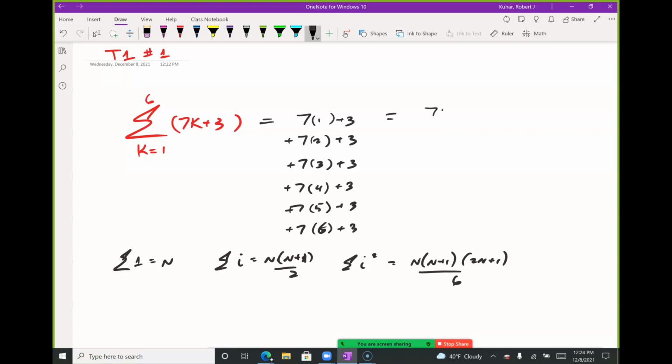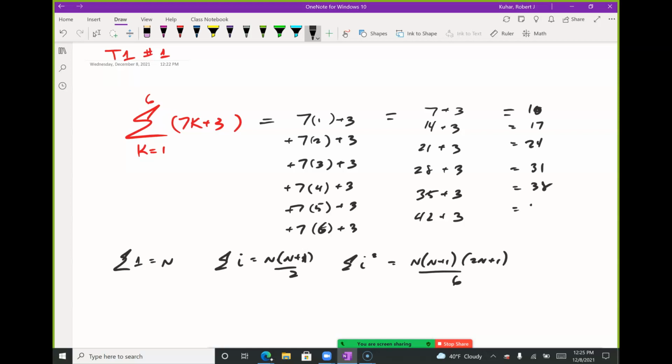So what do I get? I get 7 plus 3, 14 plus 3, 21 plus 3, and I think I get 165. I forget. But I can do this, right? 10 plus 17 plus 24 plus 31 plus 38 plus 45. Oops, those are pluses. Come on, Robert, wake up. And so I'm doing this for myself to know I got the right thing, right? 165. But is that what I want you to show? No, I want you to show the more sophisticated way, right?